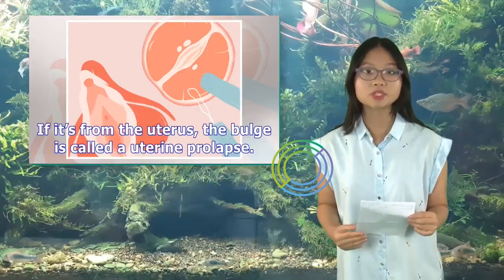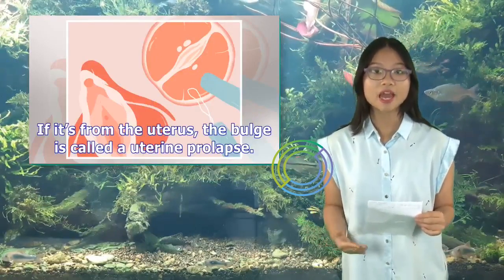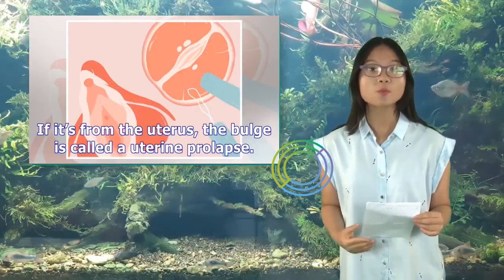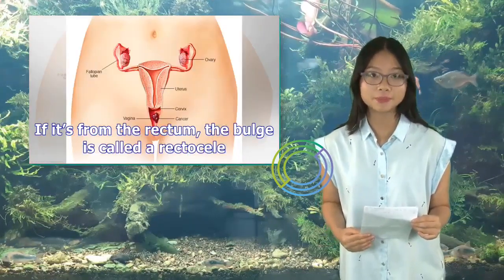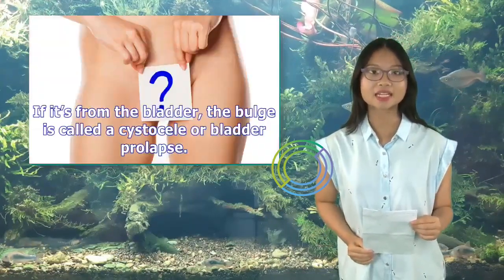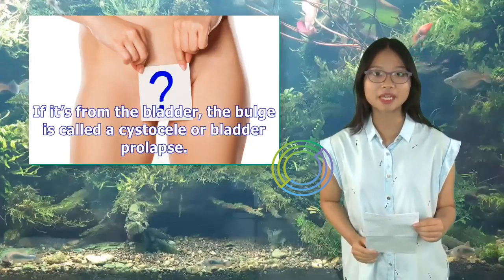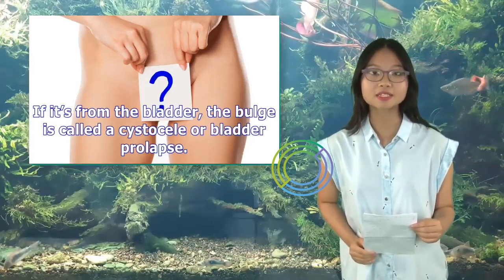If it's from the uterus, the bulge is called a uterine prolapse. If it's from the rectum, the bulge is called a rectocele. If it's from the bladder, the bulge is called a cystocele or bladder prolapse.